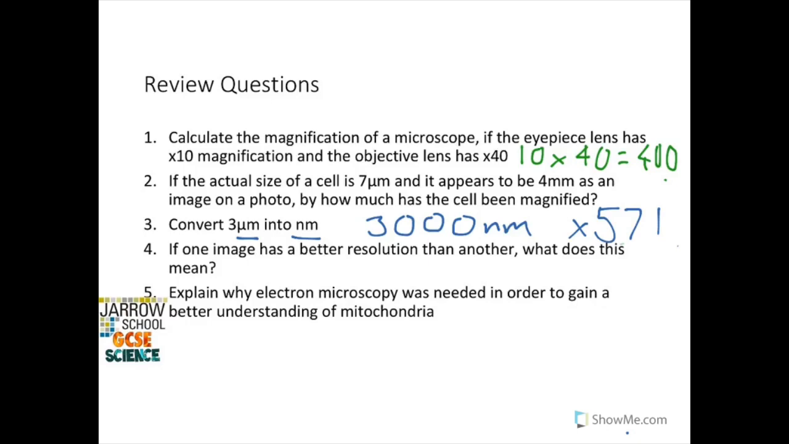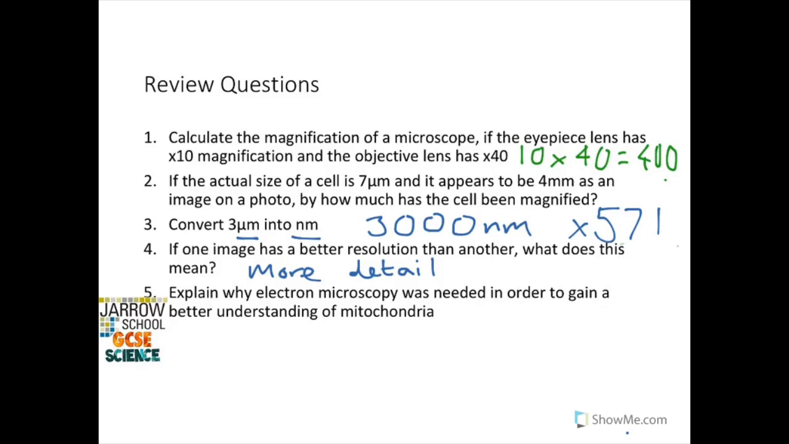Question 4, if one image has a better resolution than another, what does this mean? And that just simply means you'll be able to see more detail with the microscope which has the better resolution. So for example, you'll be able to see the details of the smaller organelles with a microscope with better resolution, and electron microscopes have a much better resolution than a light microscope.